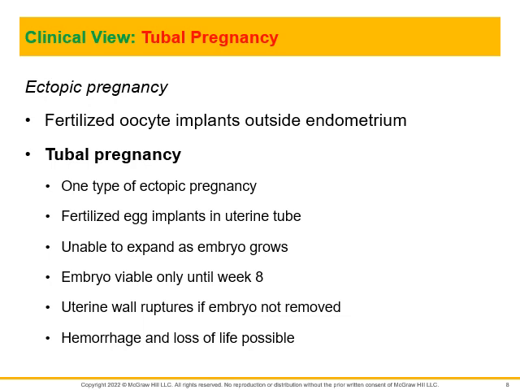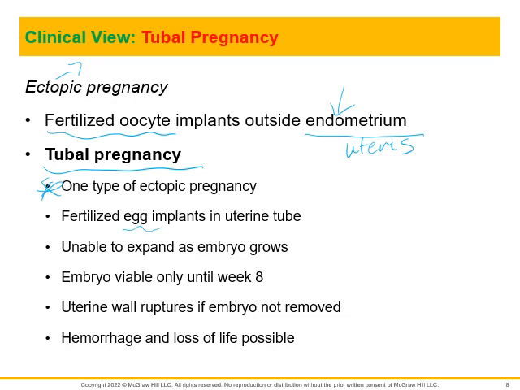You can have pregnancy outside of the uterus. So if the fertilized oocyte implants outside of the endometrium, the internal lining of the uterus, you could have a tubal pregnancy. So it's just one of the many types of ectopic. So ectopic just means outside of, right? Not in the right place, not in the endometrium of the uterus.